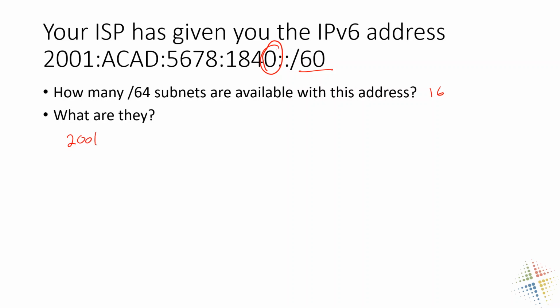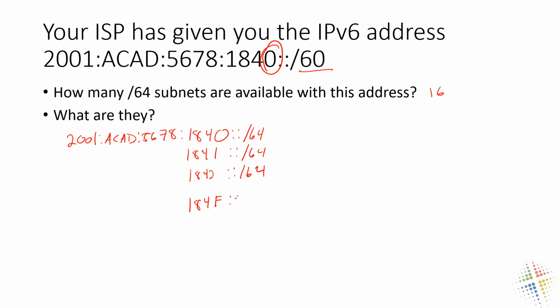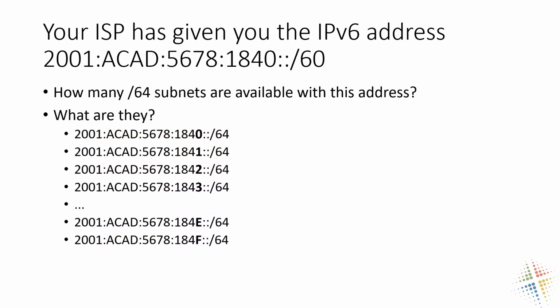So it's going to be 2001:ACAD:5678:1840/64, 1841/64, 1842/64, all the way up to 184F/64. Okay, well, hey, that's perfect. There we go. It actually looks better this way.